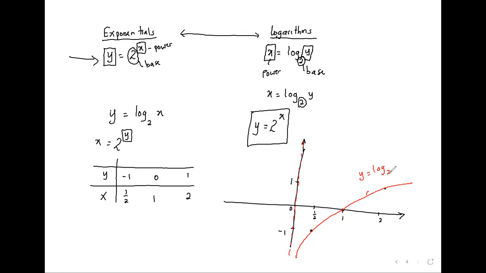Wait, you said which power becomes the vertical asymptote? If your power is y, then you have a vertical asymptote. If your power is x, then you have a horizontal asymptote. So if I'm dealing with pure exponentials, I have a horizontal asymptote. If I'm dealing with logarithms, then I'll have a vertical asymptote.